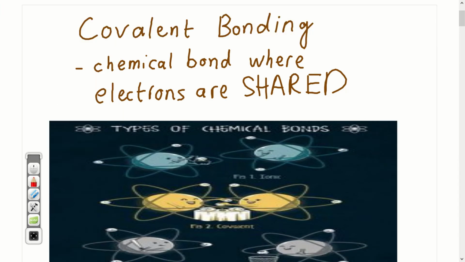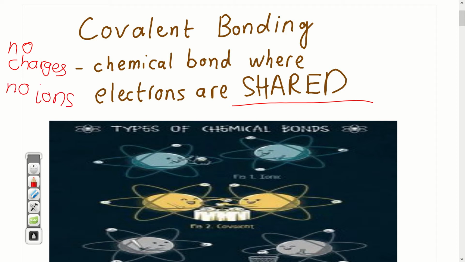We are looking now at covalent bonding, okay? So we just finished up ionic bonds, where electrons are being given or taken. And now we're looking at covalent bonds. Covalent bonds is where the electrons are getting shared. That's the key there. They're getting shared. So this is where we don't have any ions. There's no charges and no ions. The electrons are being shared.